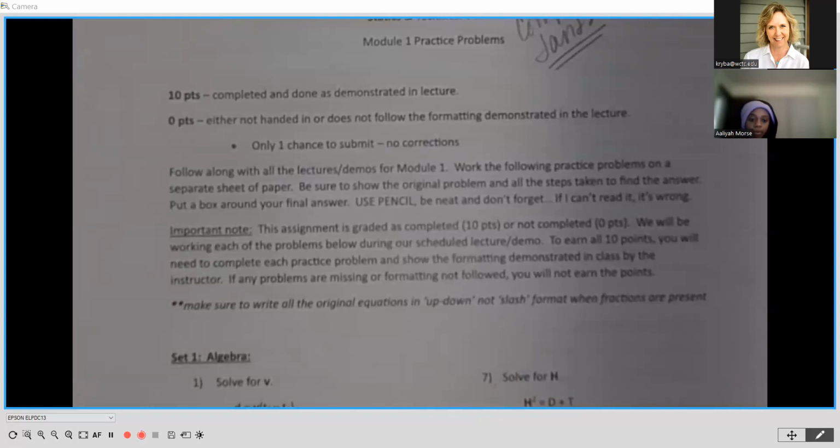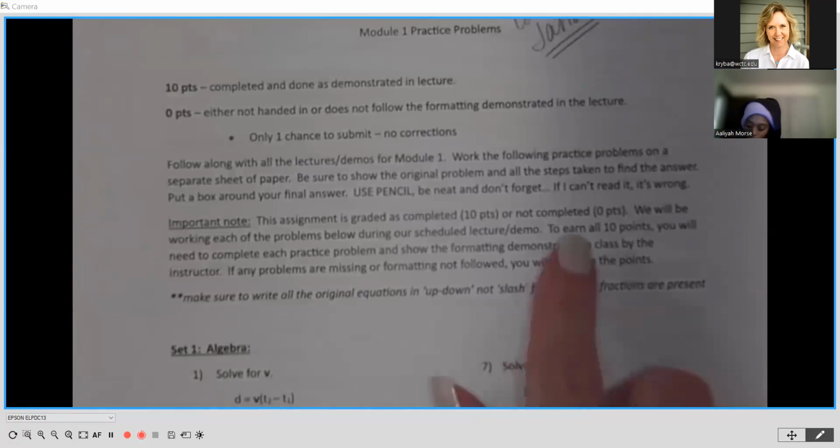Now, not that you have to impress me, but just remember that when you're out in industry, you're going to have to share your work with other people. Show them what you did. And if they can't follow along or you can't read it, it kind of gives an impression. Okay. So we're practicing that here.